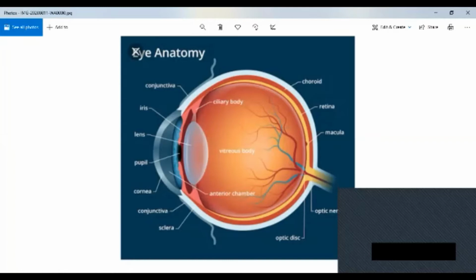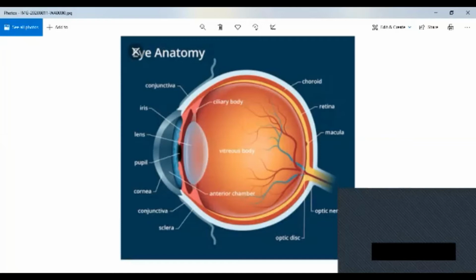Then about the vitreous body, it is also known as the vitreous chamber. You can see its position. It's between the lens and the retina, which is the innermost layer. So in between the lens and the retina is the vitreous body or the vitreous chamber. Inside the vitreous chamber, the fluid called the vitreous humor is present.